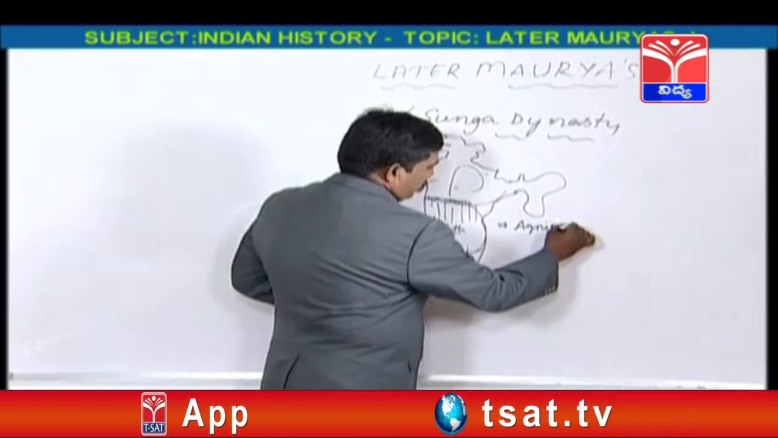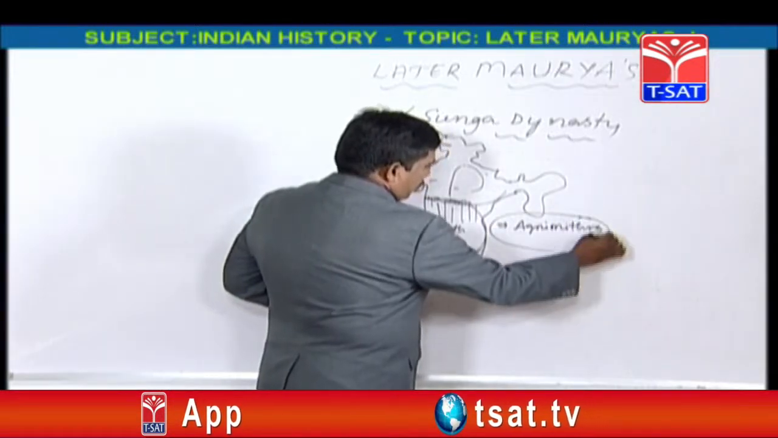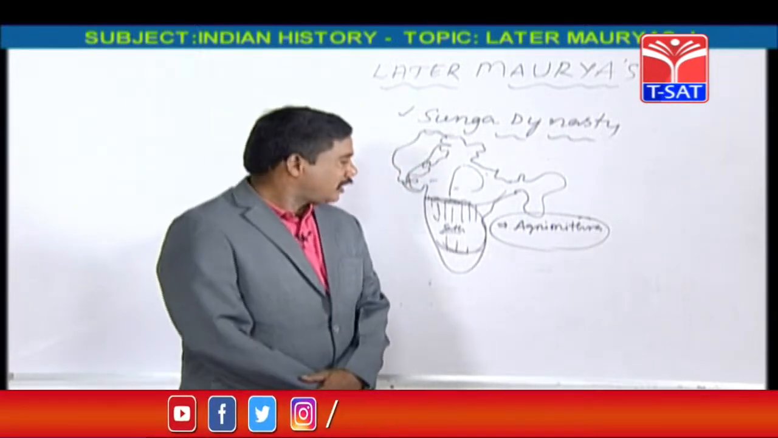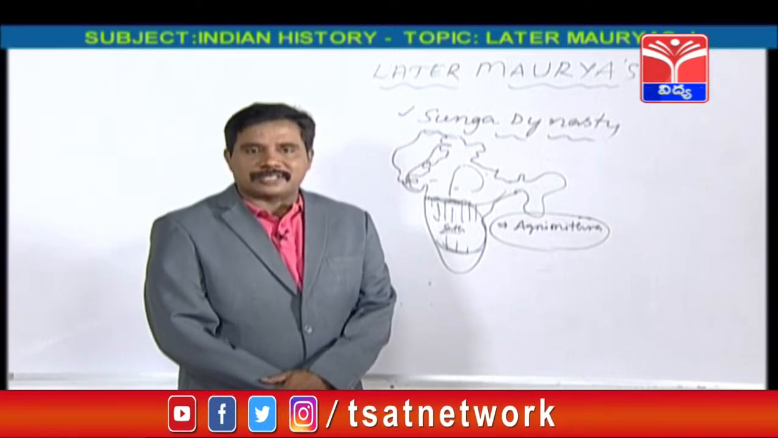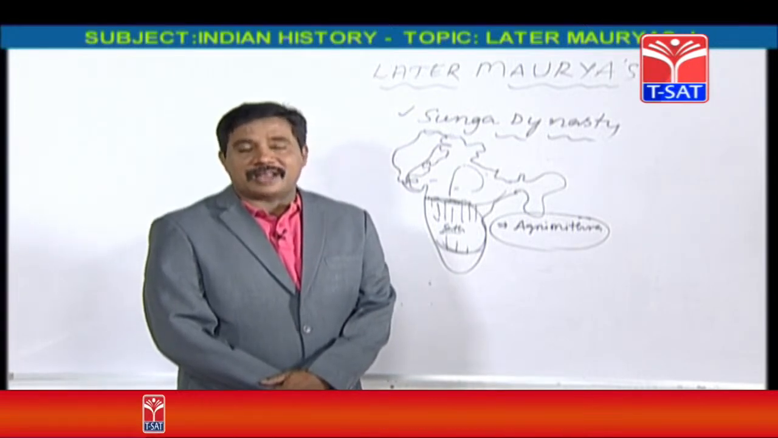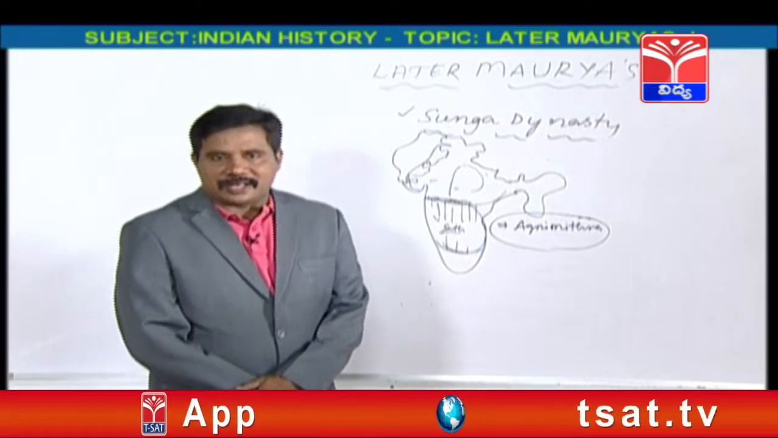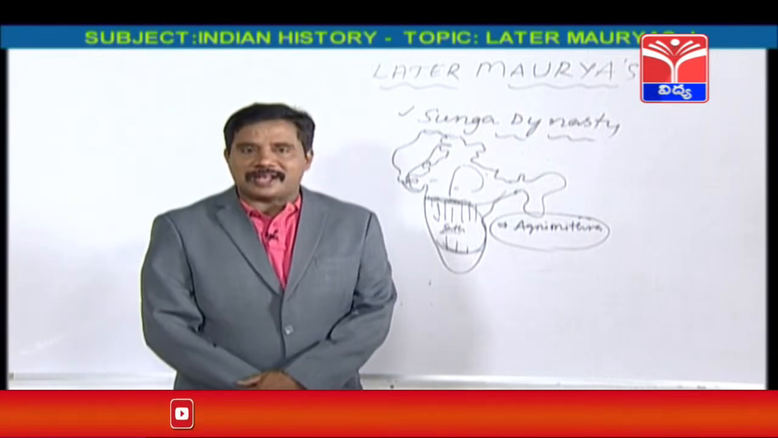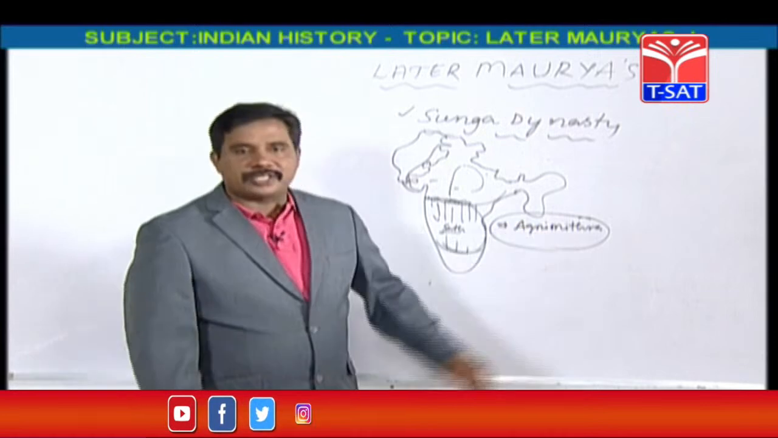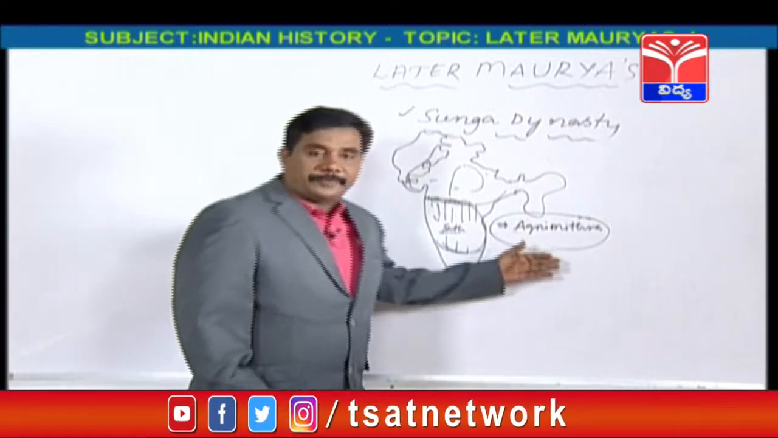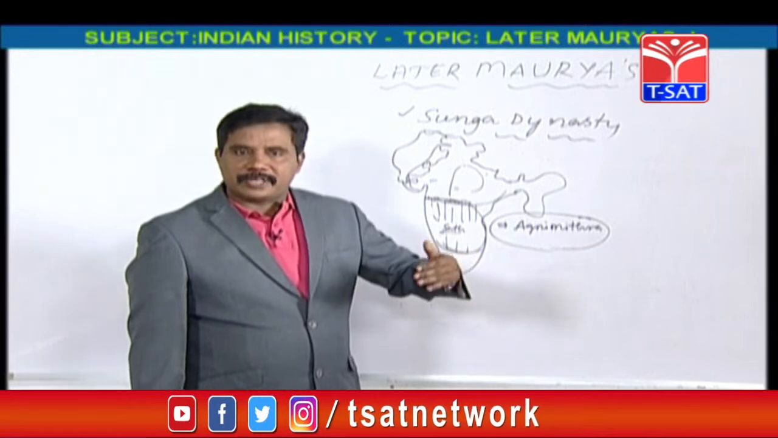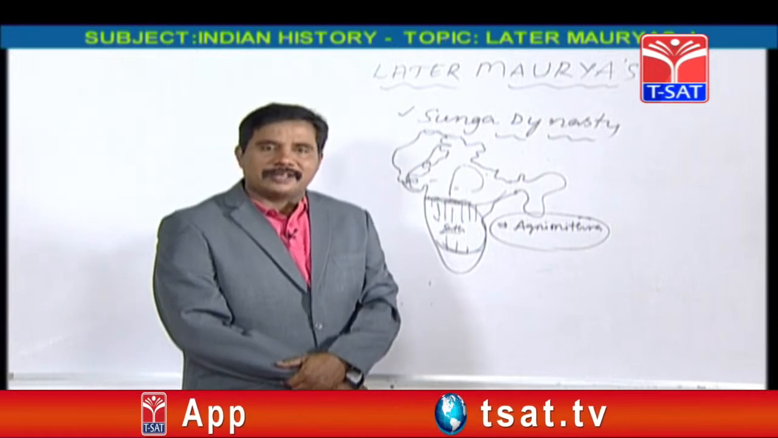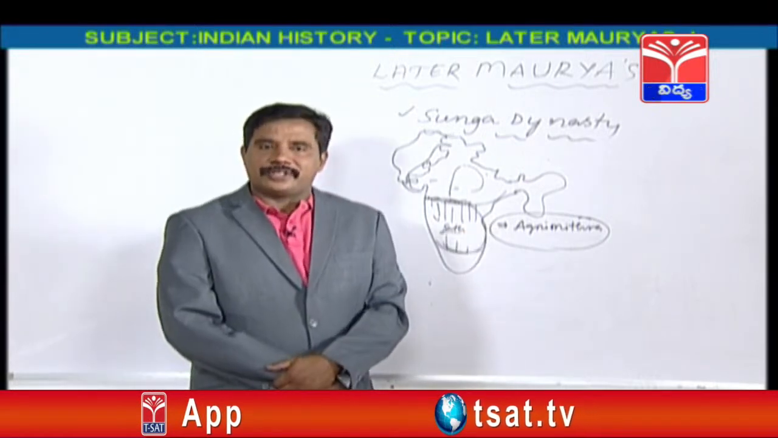Agnimitra was the hero of Malavikagnimitram. Kalidasu wrote Malavikagnimitram, the story regarding Agnimitra. In the period of Agnimitra, he was the strongest in the Shunga dynasty. He defeated up to the Vidarsha area. Once Vidarsha was also defeated by Shatavahanas, but Agnimitra again gained Vidarsha.